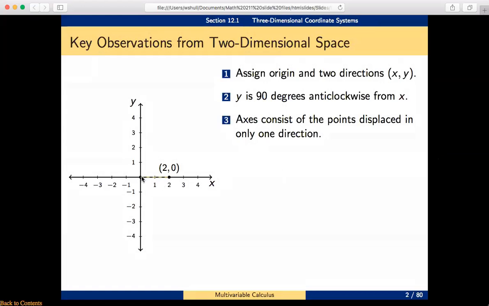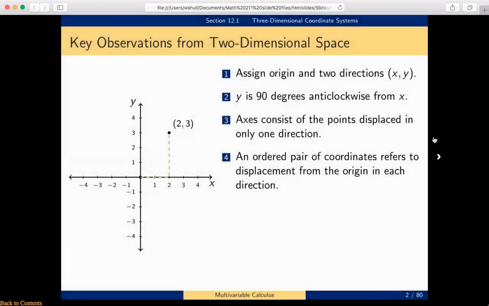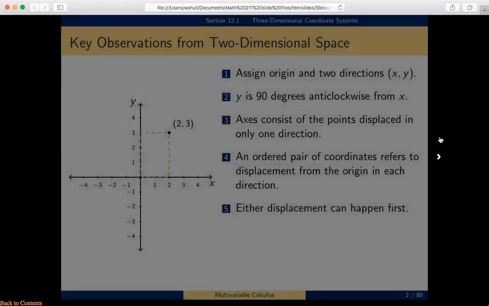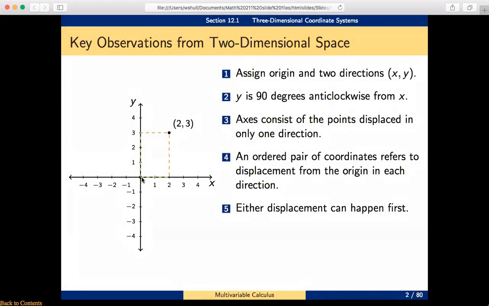Now, if you start at the origin and you move only in the x direction, then you'll be somewhere on the x-axis. On the other hand, if you move only in the y direction from the origin, then you'll be somewhere on the y-axis. Now, an ordered pair of coordinates refers to moving a certain amount in the x direction and a certain amount in the y direction. Now, you can make the movements in the opposite order, and you'll still end up in the same place.